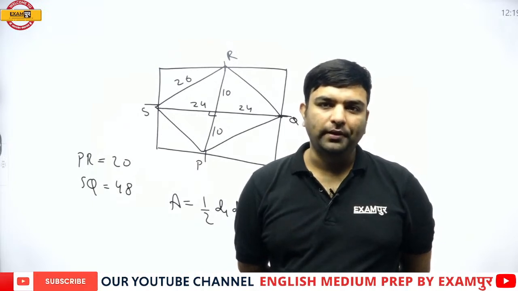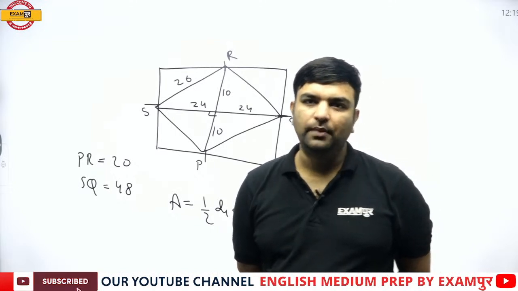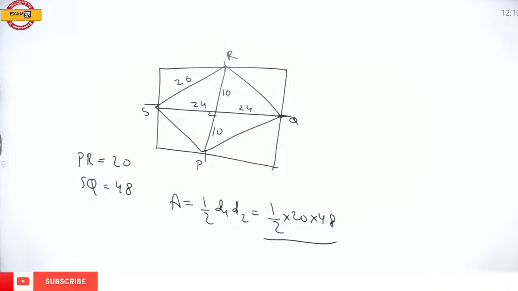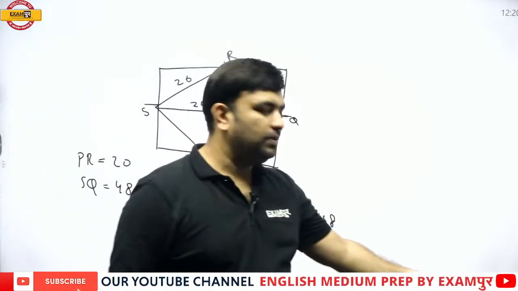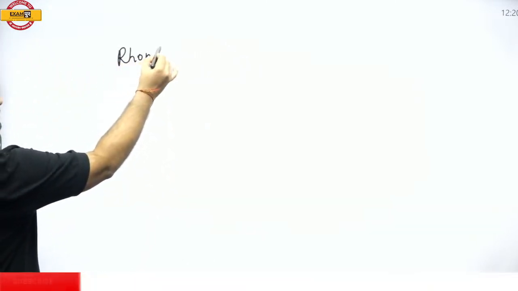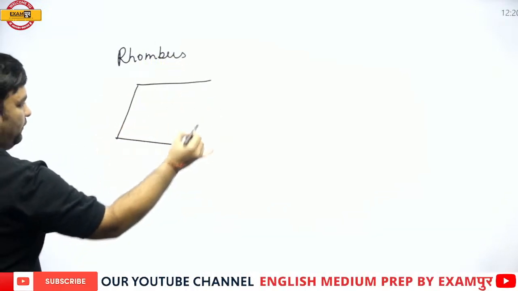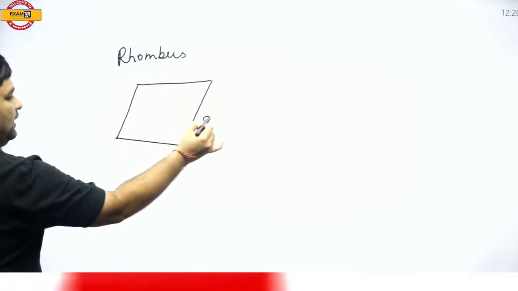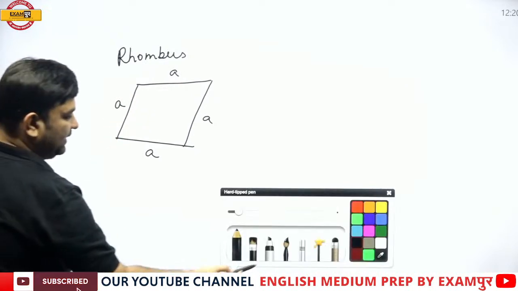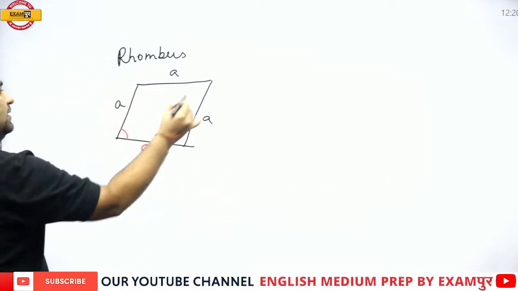Write down a few important points about rhombus. For a rhombus, all sides are equal and only opposite angles are equal.